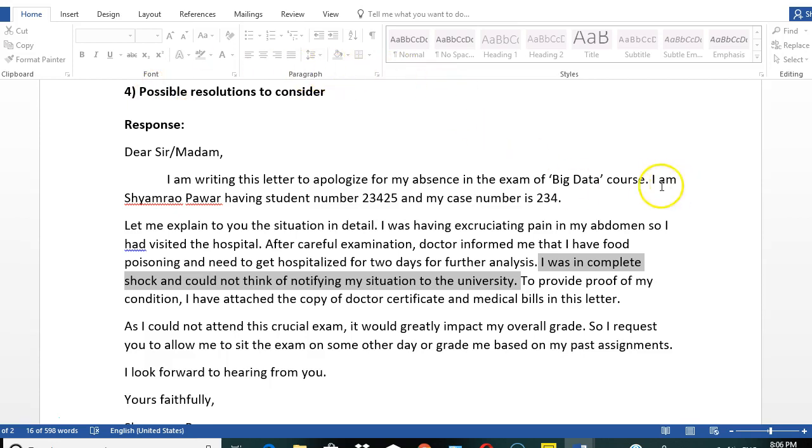So you can say that due to the complete surprise about my situation, I could not think of notifying the university about my possible absence. To provide proof of my condition, I have now attached a copy of a medical certificate and bills to this letter. You could say it like this.